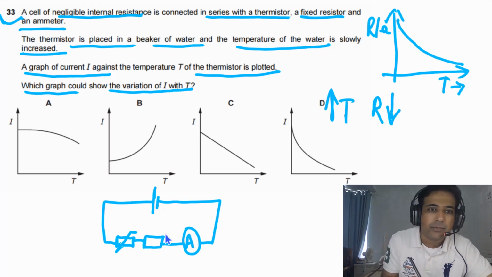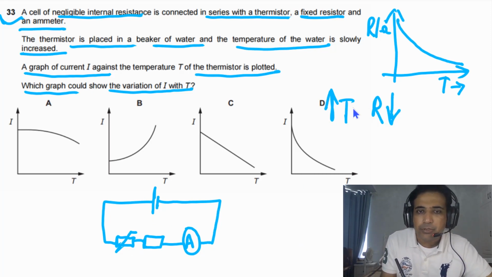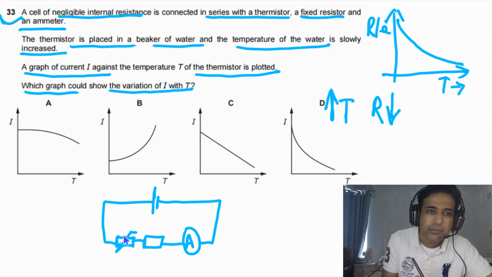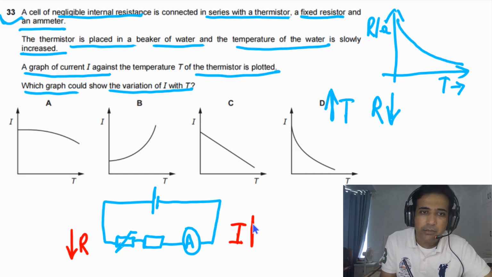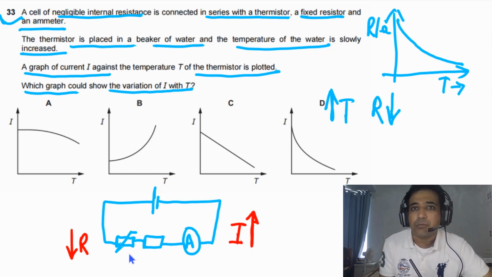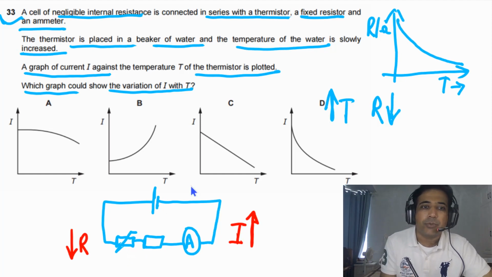So if you look at this given setup, as temperature is increasing, resistance of this thermistor will decrease. As resistance of thermistor decreases, it means the total resistance in the circuit decreases. If the total resistance of the circuit decreases and EMF of power supply remains constant, it means current in the circuit will increase. So current passing through thermistor will also increase. So as temperature increases, current has to increase.